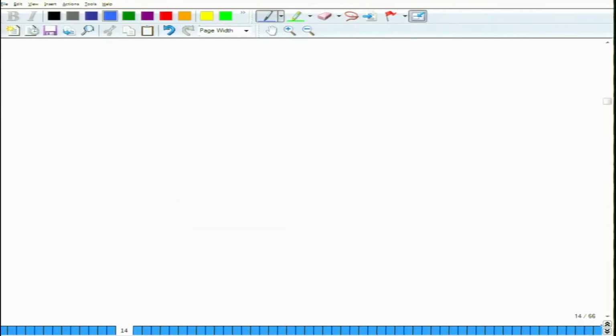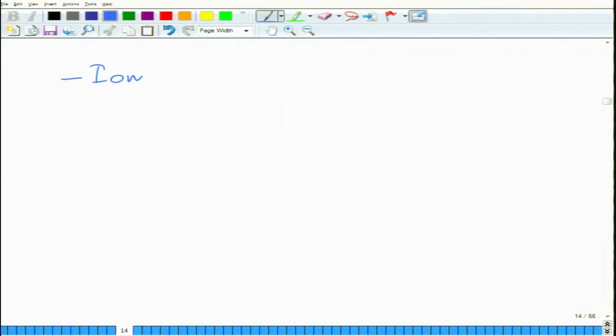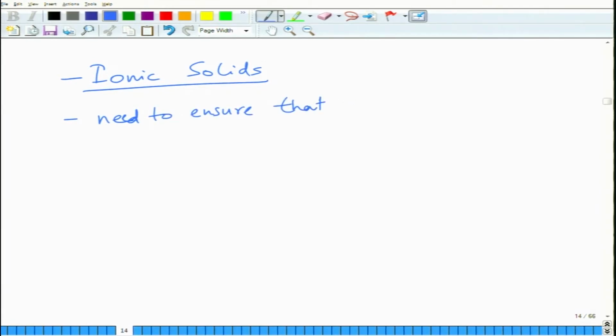In case of ionic solids, it is important that you maintain the charge neutrality. So, in case of ionic solids, let me just write it here, ionic solids need to ensure that charge neutrality is maintained and mass is conserved, okay. So this is about the point defects.